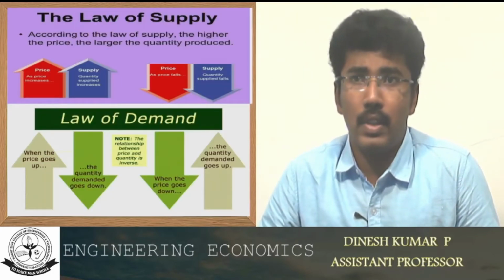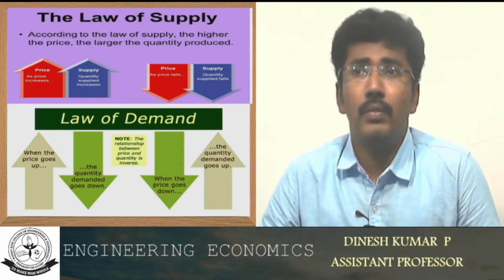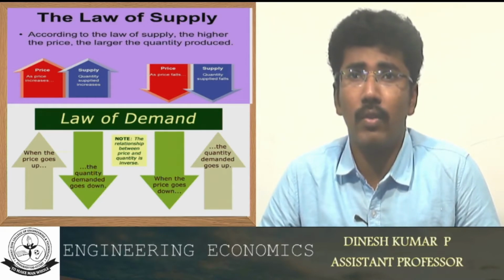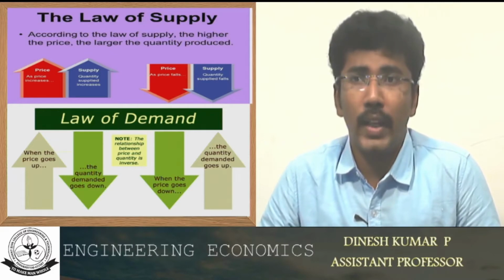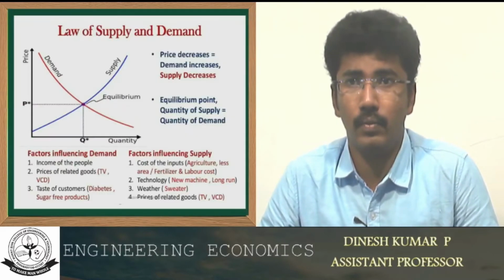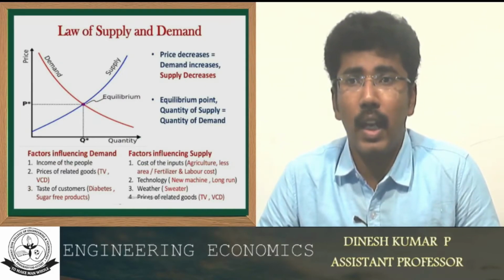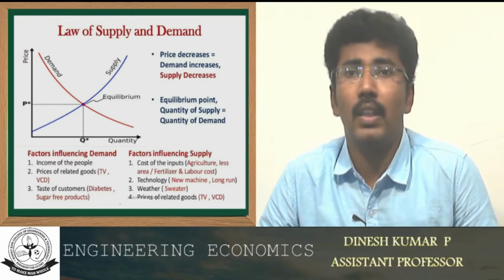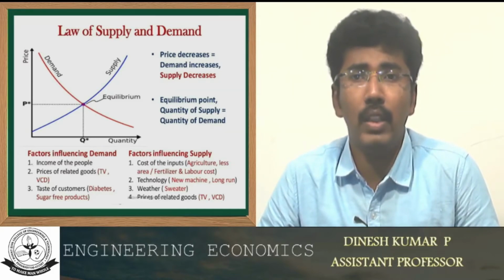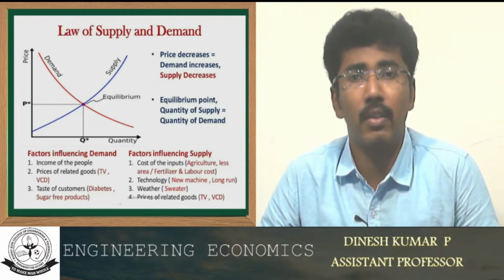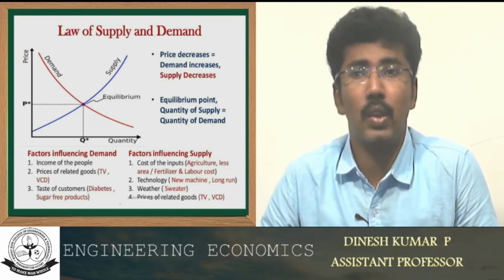The law of supply describes that the higher the price of the product, the higher the quantity of the product supplied. The law of supply is proportional to the price and quantity of the product. The law of supply depends on the following factors. First one is the income of the people. Second one is the price of related goods. Third one is the taste of customers or consumers.